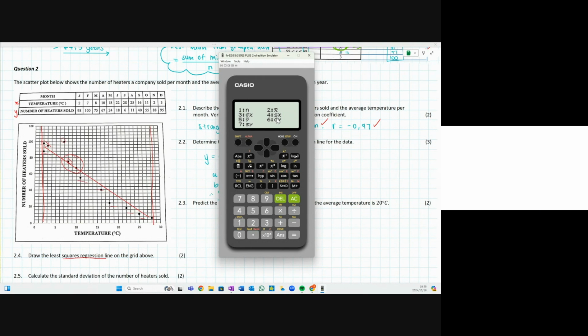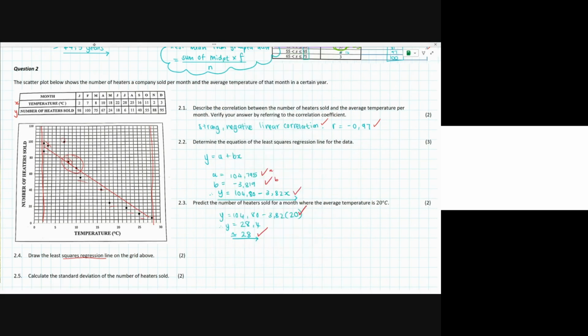But that's the one. We want the standard deviation of the number of heaters. Number of heaters was my Y variable. So I go to option 6. That is the standard deviation of my Y variable. If I wanted the standard deviation in temperature, I would go to option 3, the standard deviation of my X variable, temperature. So you can still do this all, even though you were working with bivariate data. So we click option 6, equals, and my standard deviation here is 34,13.